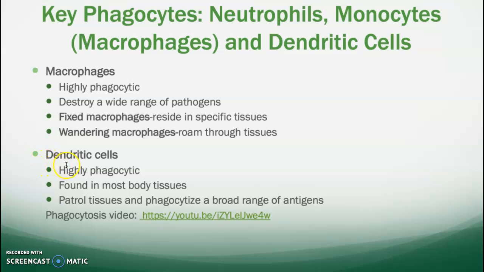The last one of our cell groups that I want you to know is the dendritic cells. These ones, again, are highly phagocytic. They're found in most of our body tissues, and they do the same thing, right? They're patrolling the tissues and looking to phagocytize any of these antigens or foreign molecules. This link is not going to work in my little narrated lecture, but you can certainly go to it in my PowerPoints and click on it. It just shows basically phagocytosis in real time, so it's an interesting video.